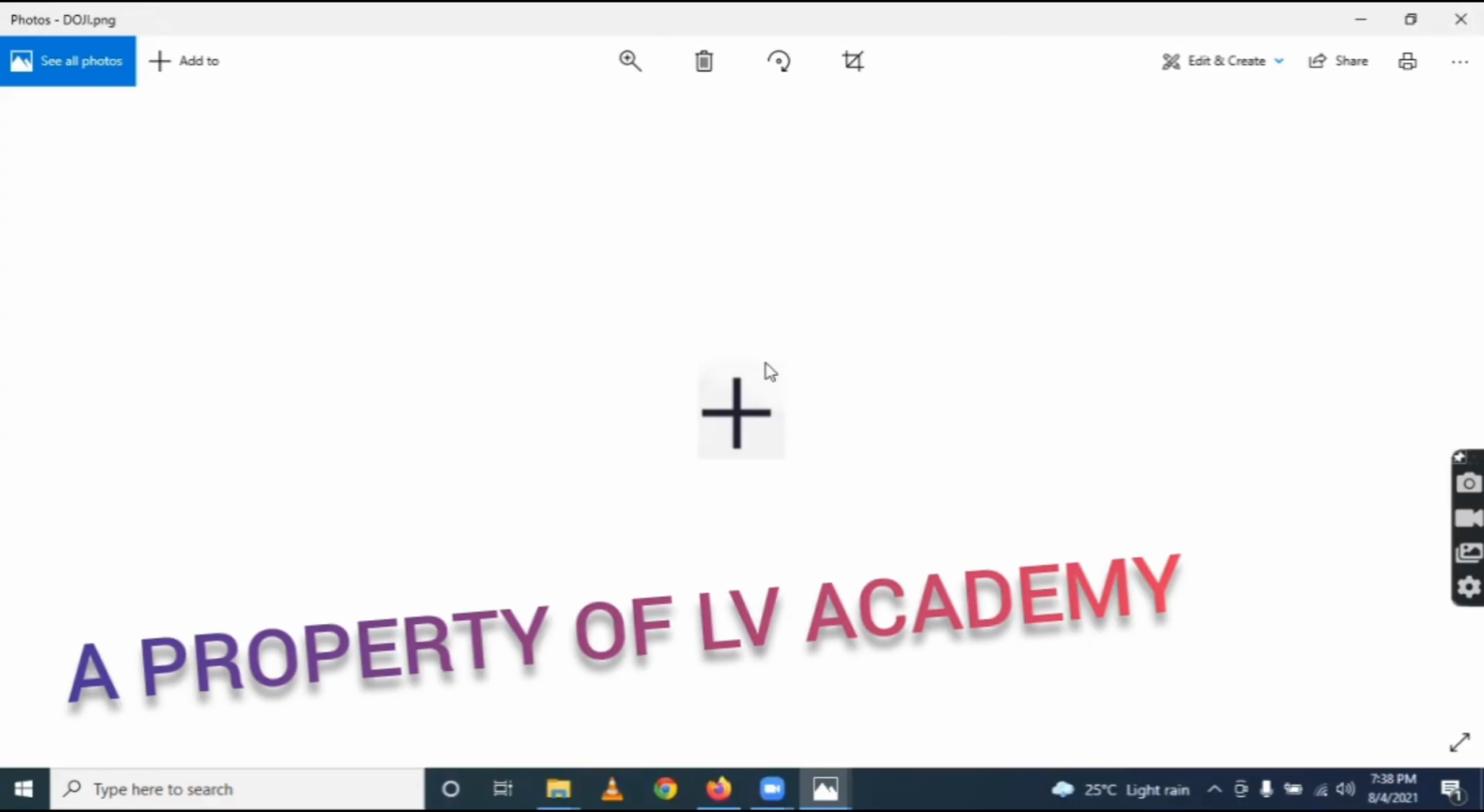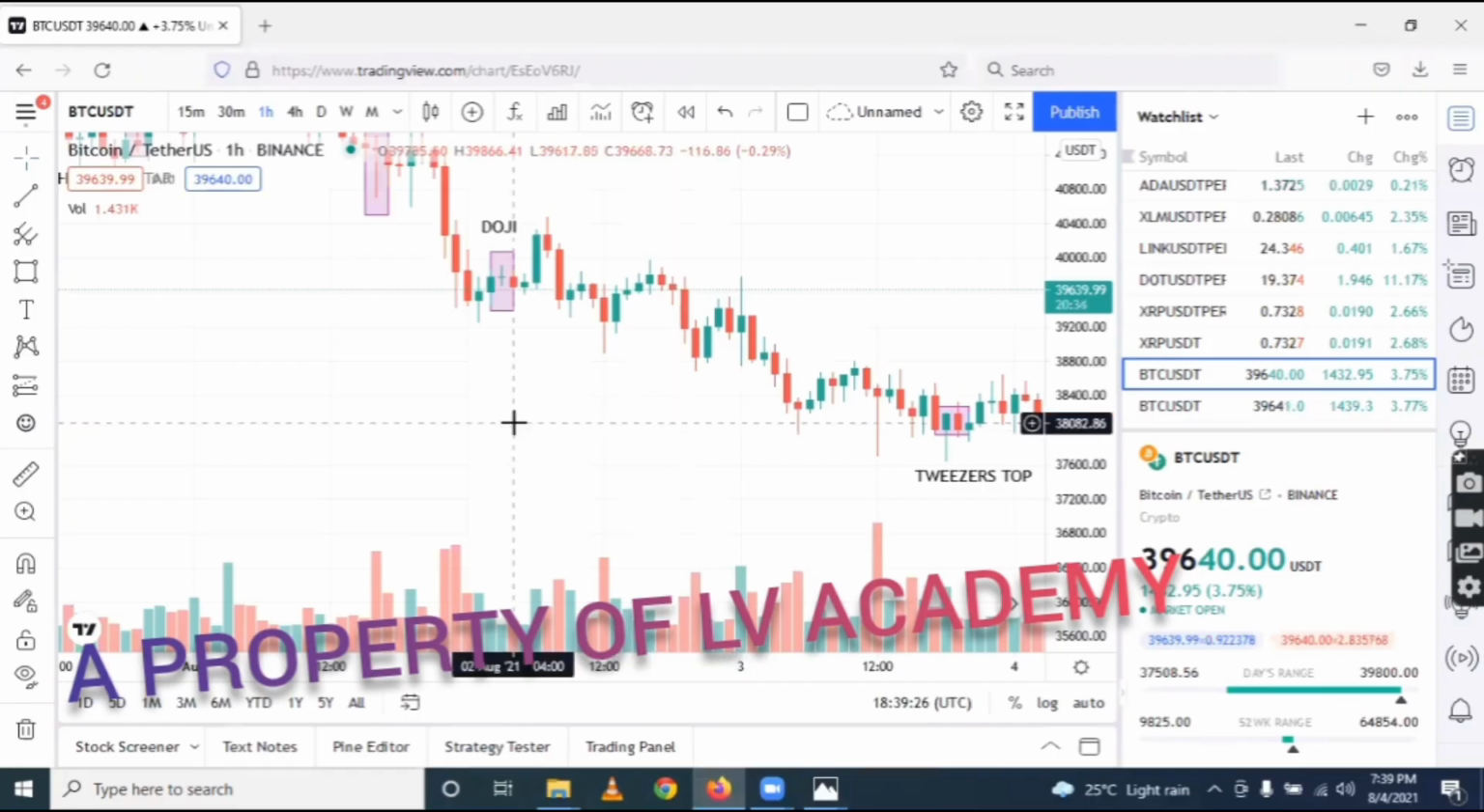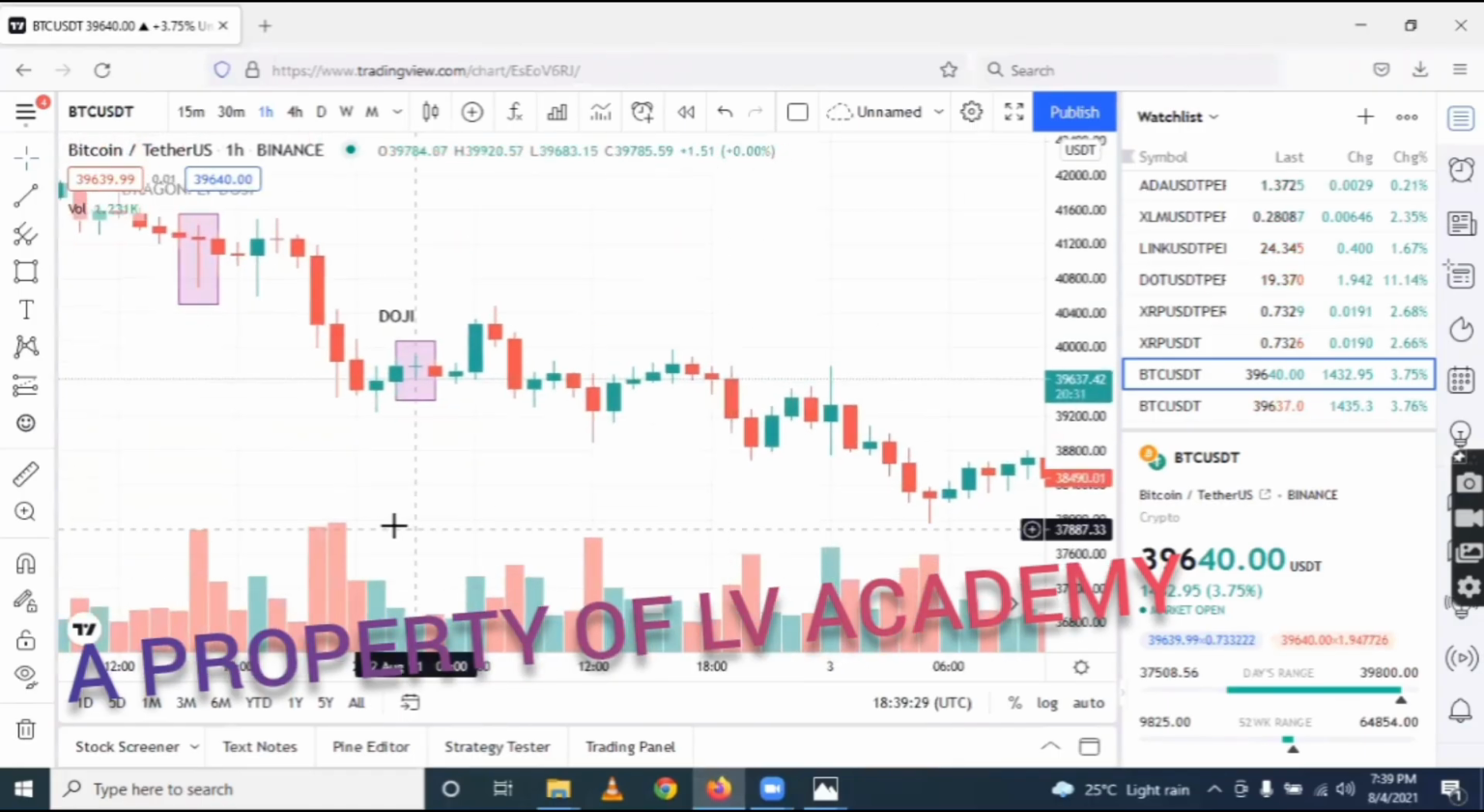So that means the opening price and the closing price were very close. A doji is formed when the market opens and closes almost at the same price. It signals that nobody is in charge of the market at that particular point in time. That means there's indecision in the market. The buyers and sellers are fighting over who will control the market. So nobody knows where the market is going. This is an example of a doji.